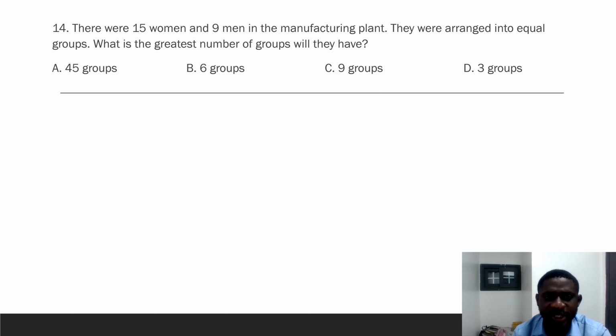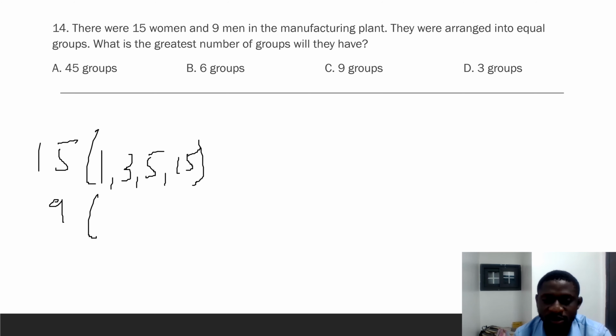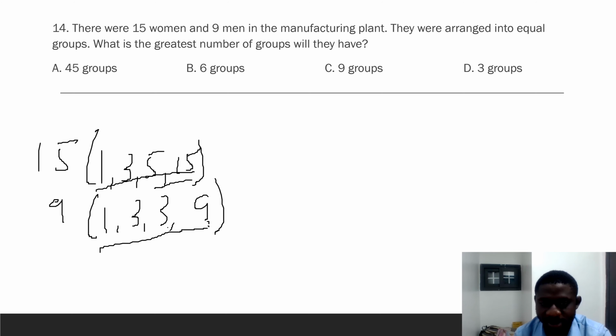Next, there are 15 women and 9 men in a manufacturing plant. So we have 15 and you have 9. They are arranged in equal groups. What is the greatest number of groups they will have? So factors of 15 are 1, 3, 5 and 15. Factors of 9 are 1, 3 and 9. So what is the greatest number appearing here and here at the same time? Let's see. 9 is here, but 9 is not here, so 9 is out. 3 is here and 3 is there. Is there any other number? No. Okay, there is 1, but 3 is greater than 1. So we have 3 groups. They can arrange them into 3 different groups.